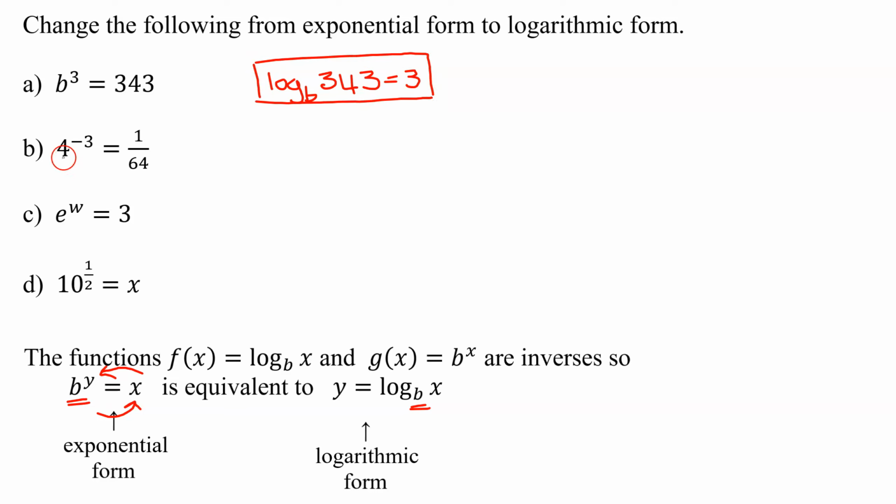Next example, 4 raised to the negative 3 equals 1 over 64. Who's the base of my exponent? 4. So that's going to be the base of my log. So I'm going to have log to the base 4 of 1/64 equals the exponent negative 3.